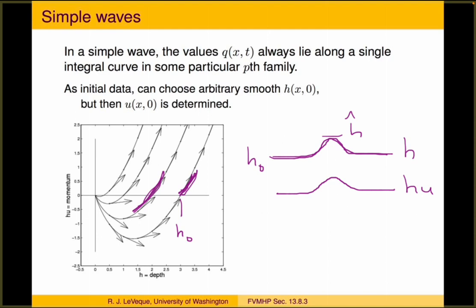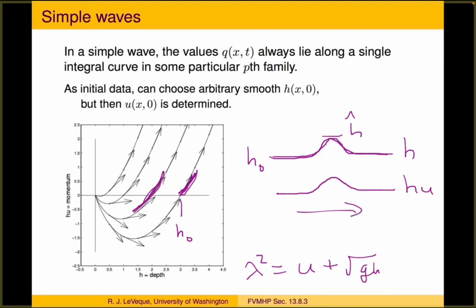And if we did that, these are integral curves of the second family, which correspond to the second eigenvalue u plus the square root of gh. And since here we're starting with u equals 0 and we have some slightly positive velocity, these are going to be waves that are definitely moving to the right. And so this would give us a simple wave which would simply propagate to the right.